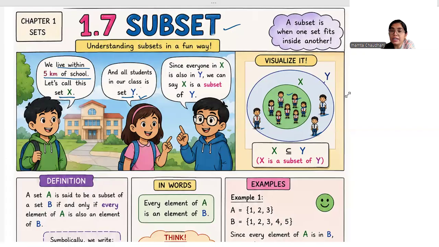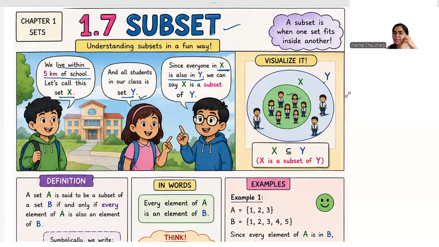So here, everyone in X, who lives within 5 kilometers, is also in Y. So what we call it, the smaller set is called a subset of what? Subset of Y. Are you getting it? It is a subset of Y.